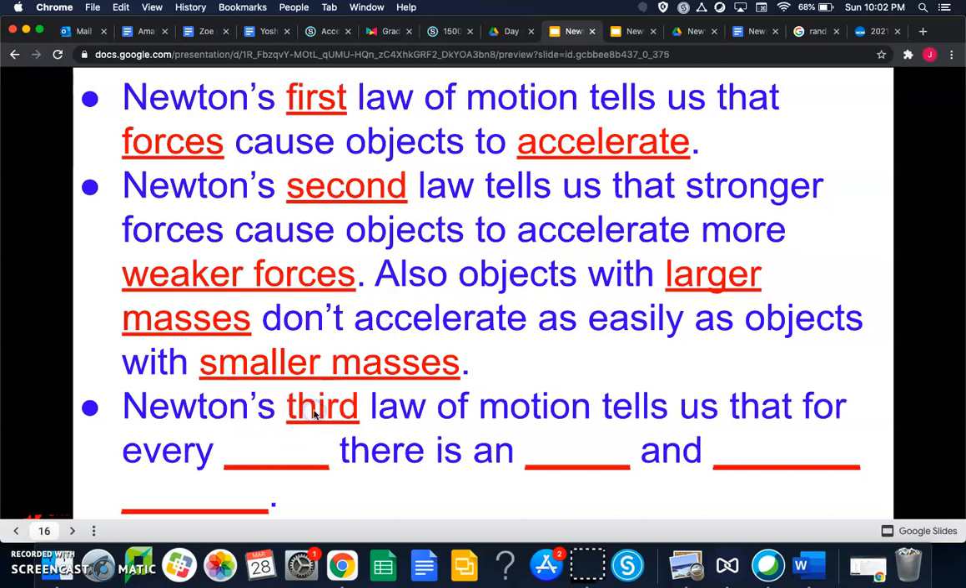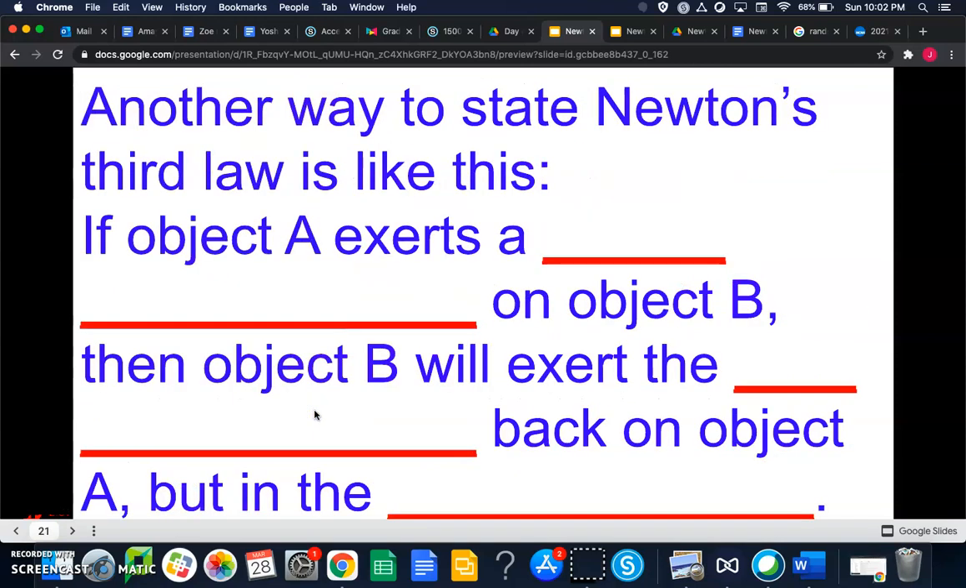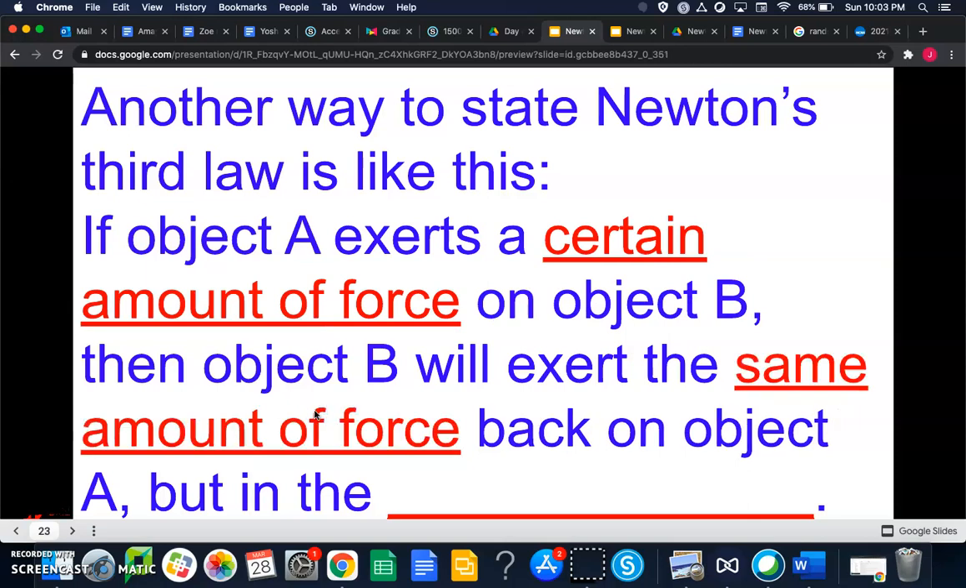Newton's third law of motion tells us that for every action, there is an equal and opposite reaction. I'm going to say that in a slightly different way on the next slide. Another way to state Newton's third law is like this: if object A exerts a certain amount of force on object B, then object B will exert the same amount of force back on object A, but in the opposite direction.